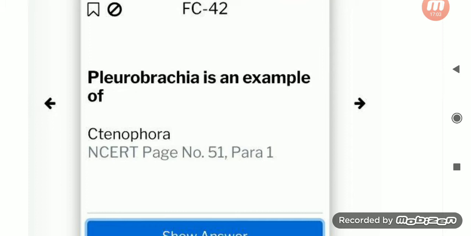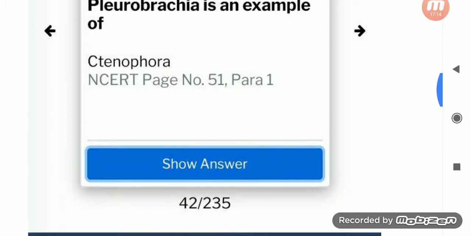Pleurobrachia is an example of Ctenophora.